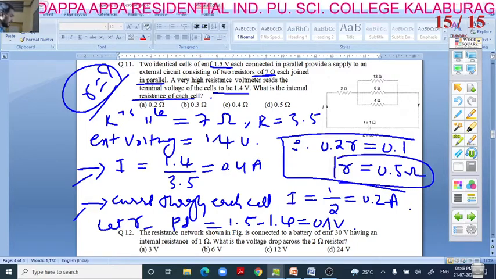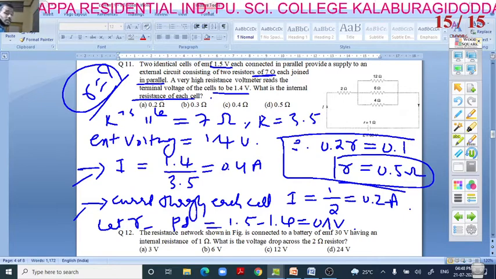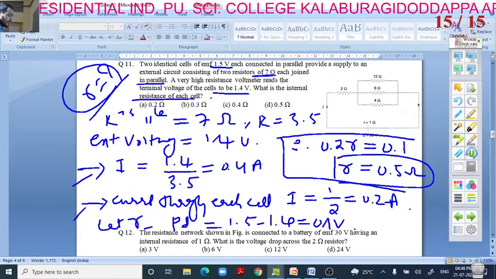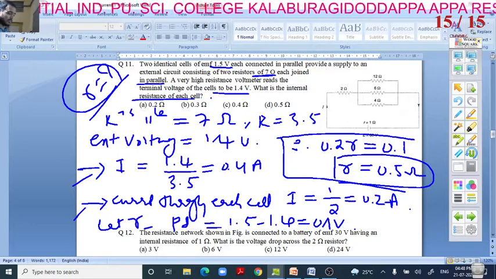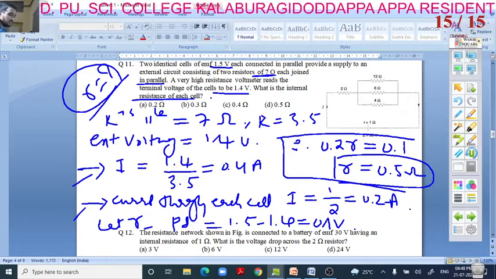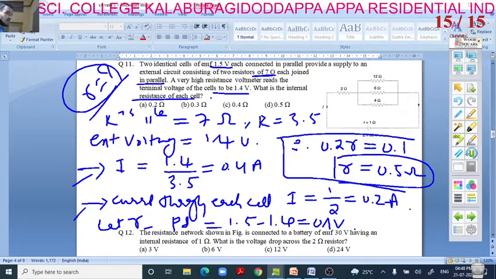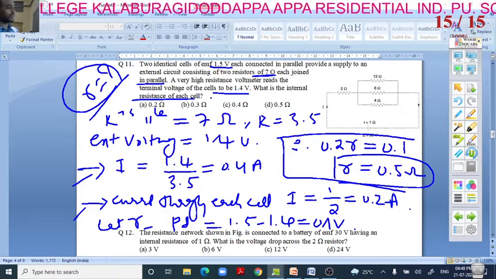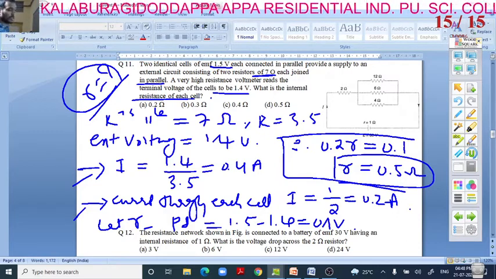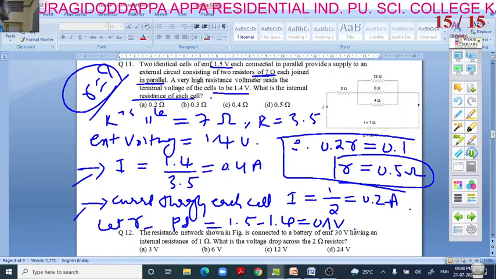Let R be the internal resistance. The potential difference is 1.5 minus 1.4. So 0.2 into R is equal to 0.1. So R is equal to 0.5 we got here, right?